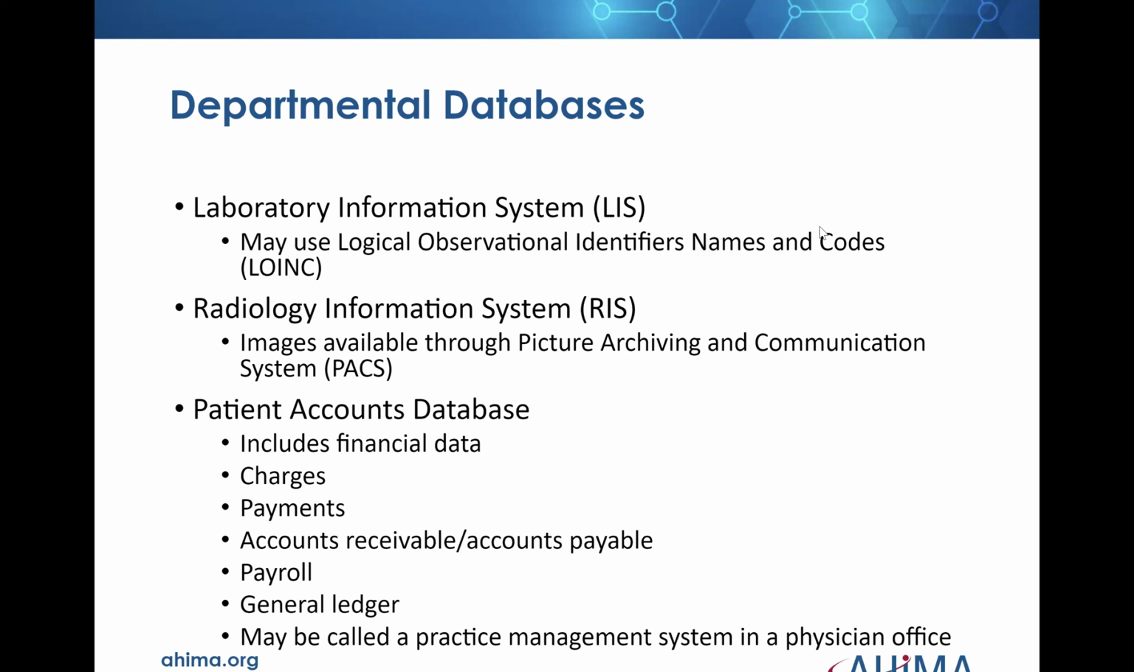We also have radiology information systems, right? And there are two components to radiology. We have the actual report, which is the radiologist interpretation of the film. And then we have the actual images, and the images are typically available through electronic healthcare record systems through the picture archiving and communication system, or as we refer to it, the PACS system.